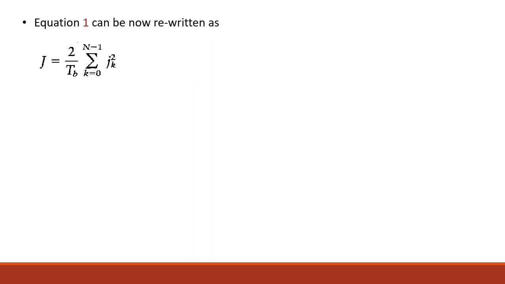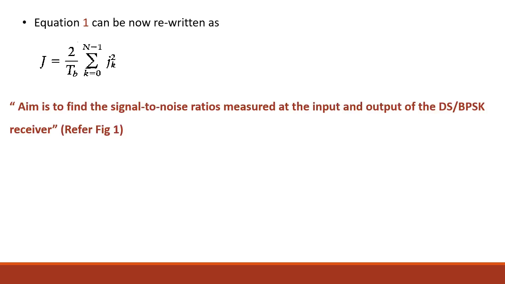So using this relationship in equation 1, we can rewrite the average power as capital J is equal to 2 by TB summation k going from 0 to n minus 1 Jk square. So what we are aiming to do here is to find the signal to noise ratios, or the SNRs, measured at the input and output of the DS BPSK receiver. That is the purpose of this analysis.